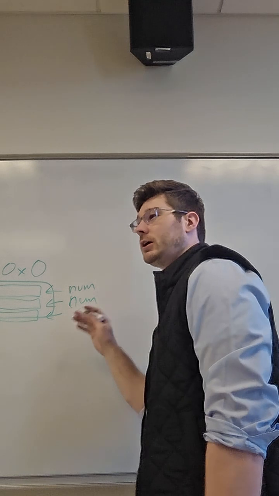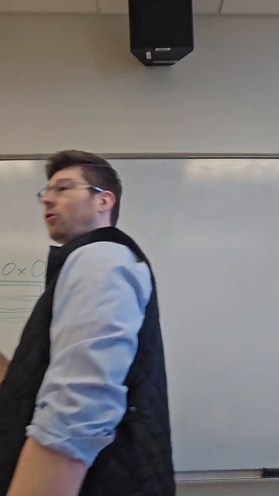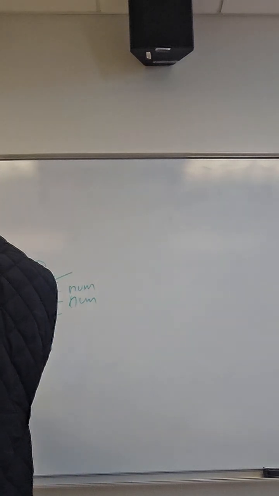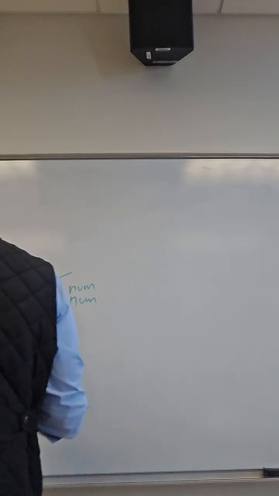So this is a number. This might be a number. This might be a letter, A, B, C, D, E, F, G. One piece of information that you can store in 8 bits. So this would be address 0x0. This would be address 0x1. This would be address 0x2.